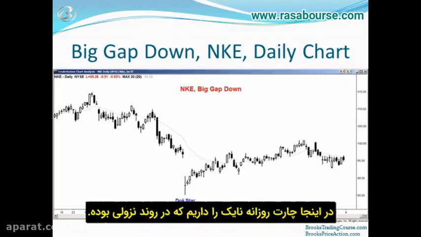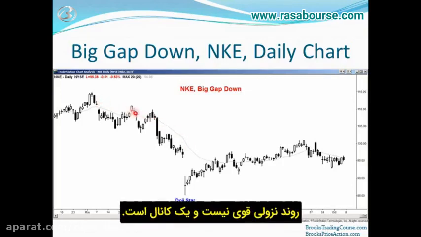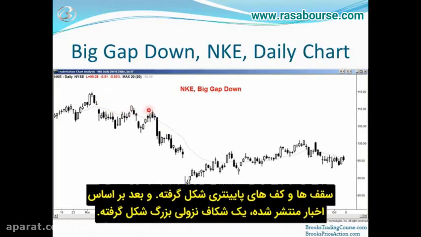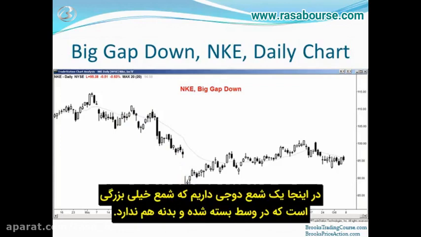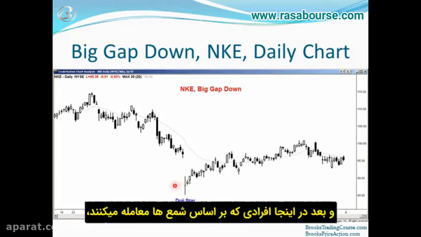Here's Nike, daily chart of Nike, and it was in a bear trend. Not a strong bear trend, it's a channel. Channels are weak bear trends. Lower highs, lower lows, and then it gapped down big on a news report. I think it was an earnings report. And you look at a perfect doji star, a very big bar with a perfect close right in the middle, no body. So candlestick traders get excited.